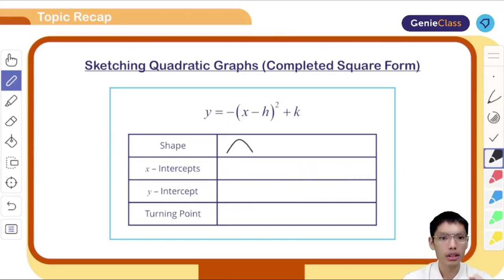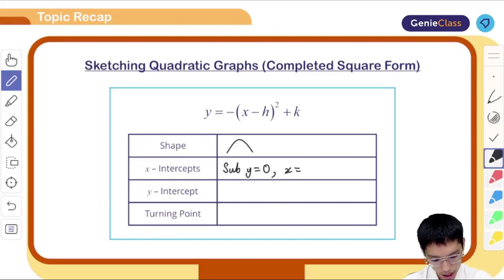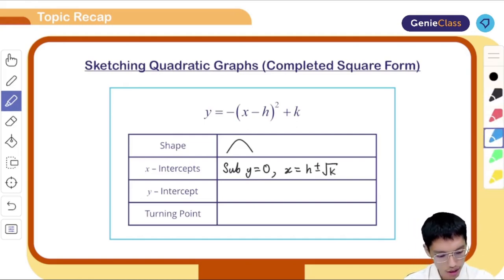The shape will be down. X-intercepts will be when y equals 0. Again, your x value will be when y equals 0. It is going to be just h plus or minus the square root of k. Again, this will work if my k is more than 0. It's just algebraic manipulation over here, so don't worry.